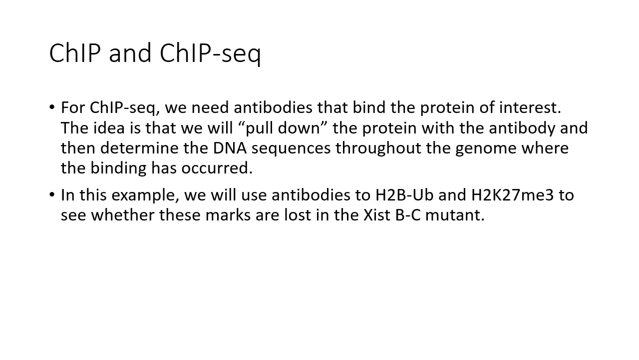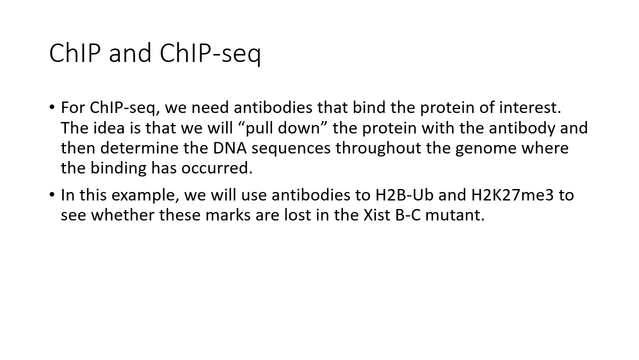Okay, so for this, we're going to use a ChIP-seq experiment, just as an illustration of this approach that can be used for many, many different sorts of problems. Okay, so in this example, we will need an antibody that binds the protein of interest. Now, this could be a transcription factor. It could be any protein that binds DNA. It could be RNA polymerase. Okay, in this case, what we're interested in looking for is the ubiquitinated H2A or B, and the methylated lysine 27. And we're going to look to see if those marks are lost in the mutant form of the Xist that is lacking the BC region.